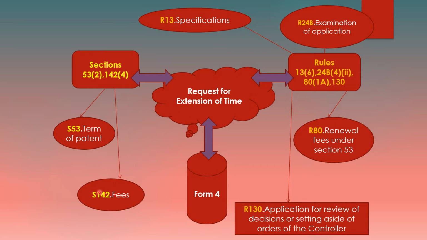Section 142 is about fees. Section 53 is about term of patent. Rule 13 is specifications. Rule 24B is examination of application. Rule 80 is renewal fees under Section 53. Rule 130 is application for review of decisions or setting aside of orders of the controller.